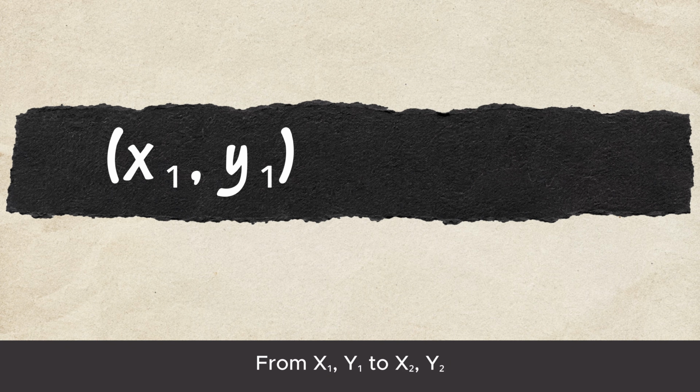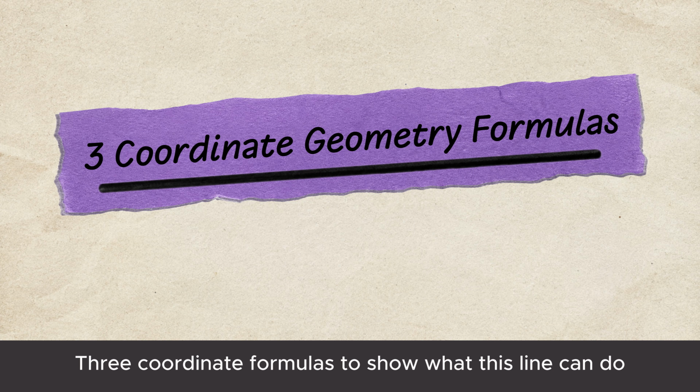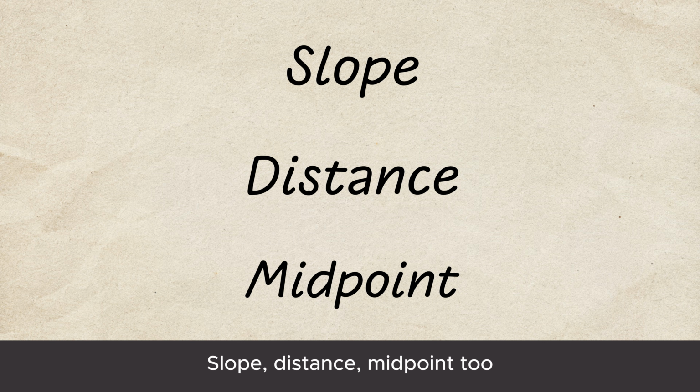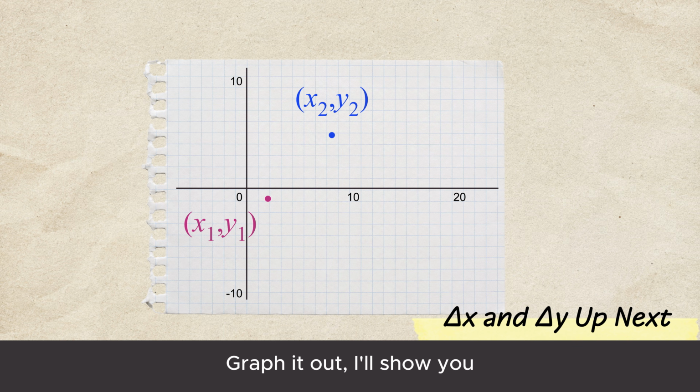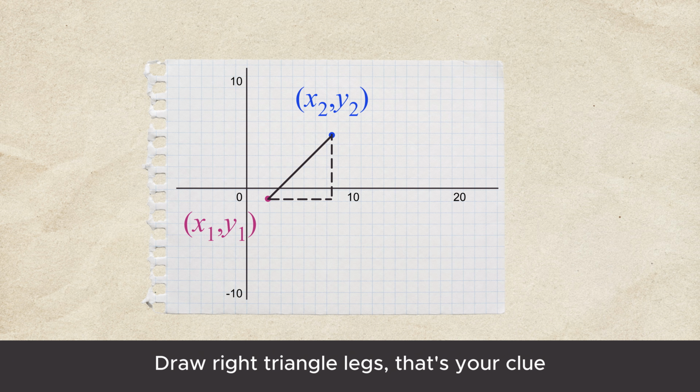From x1, y1 to x2, y2. Three coordinate formulas to show what this line can do: slope, distance, midpoint too. Graph it out, I'll show you. Connect those dots, now form the view. Draw right triangle legs, that's your clue.